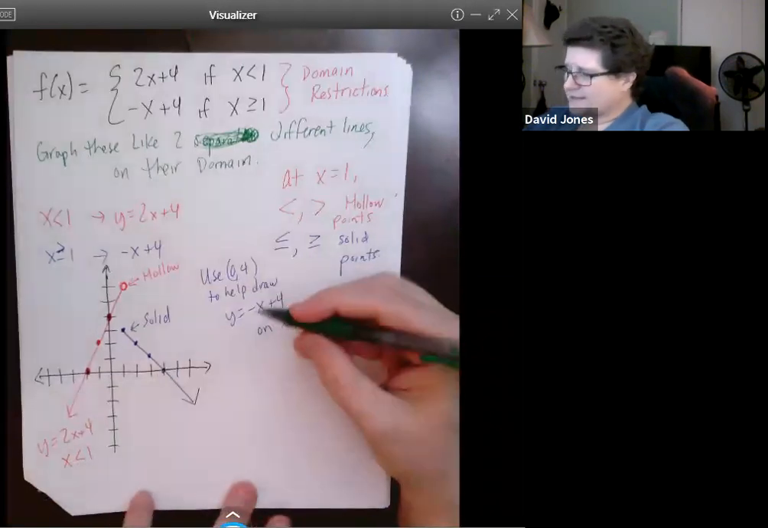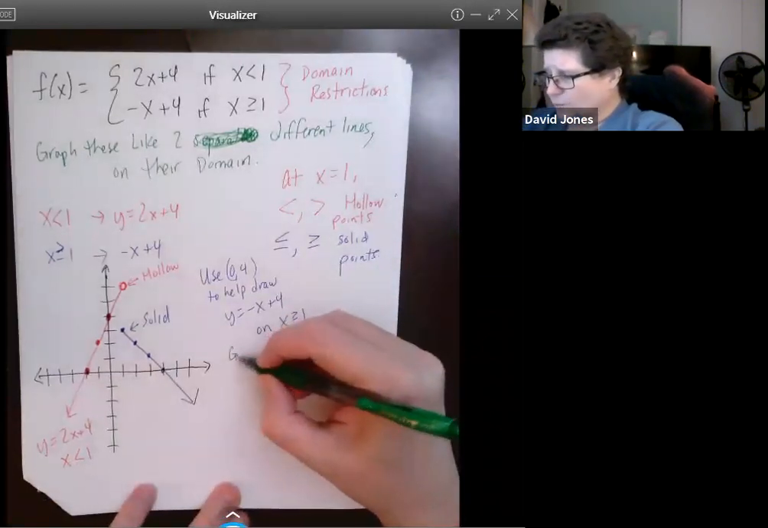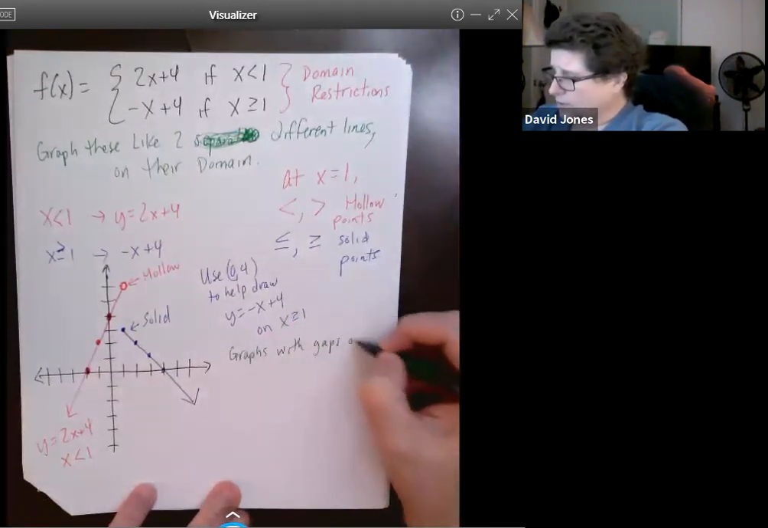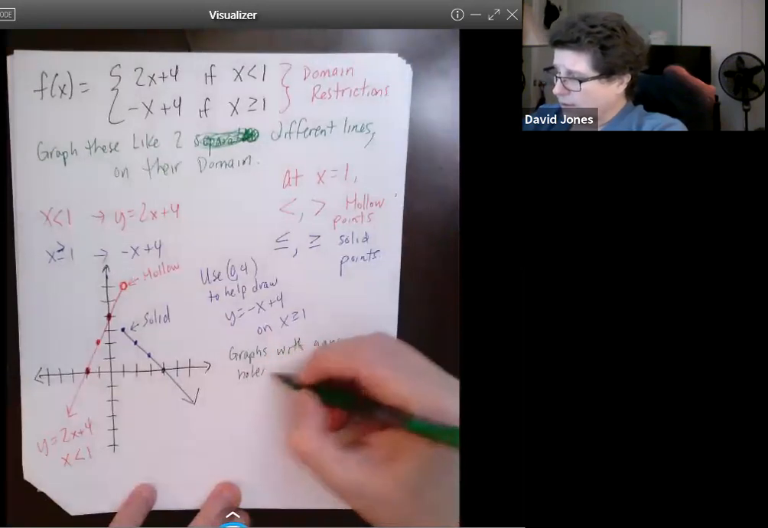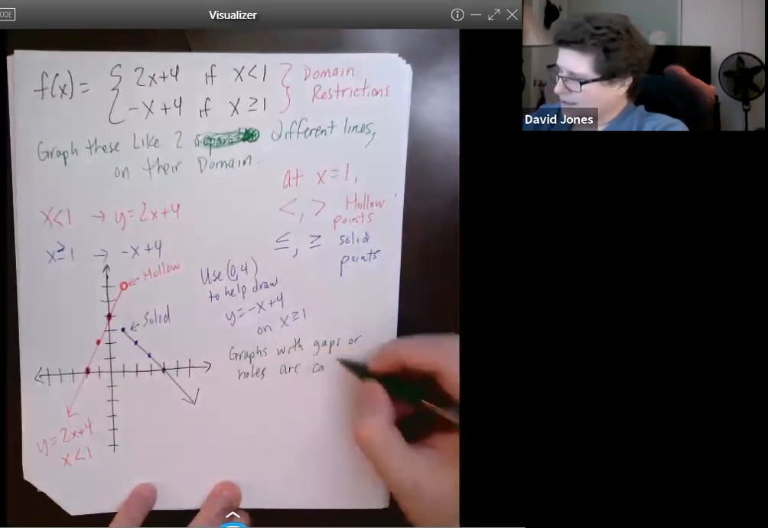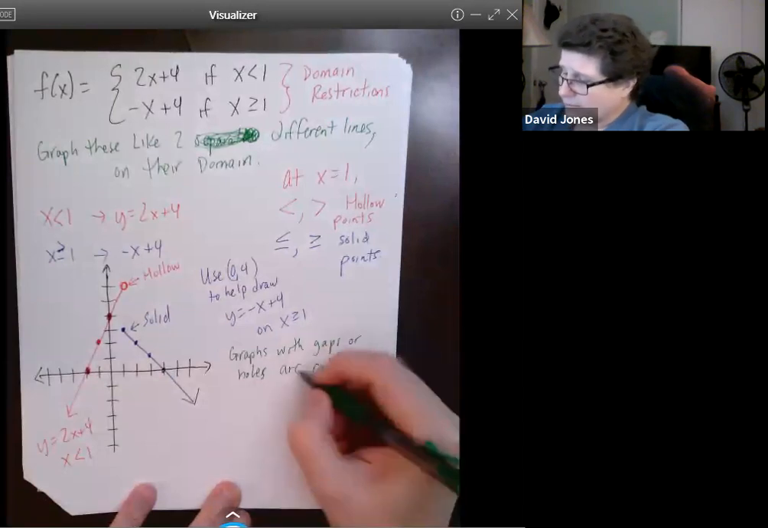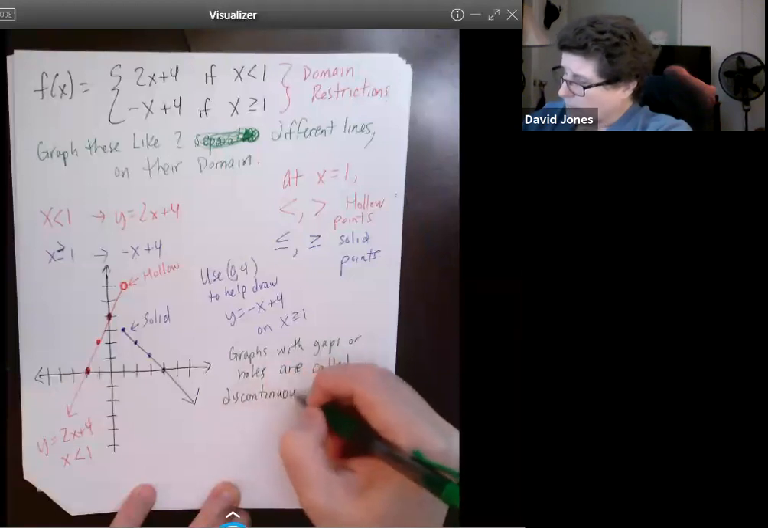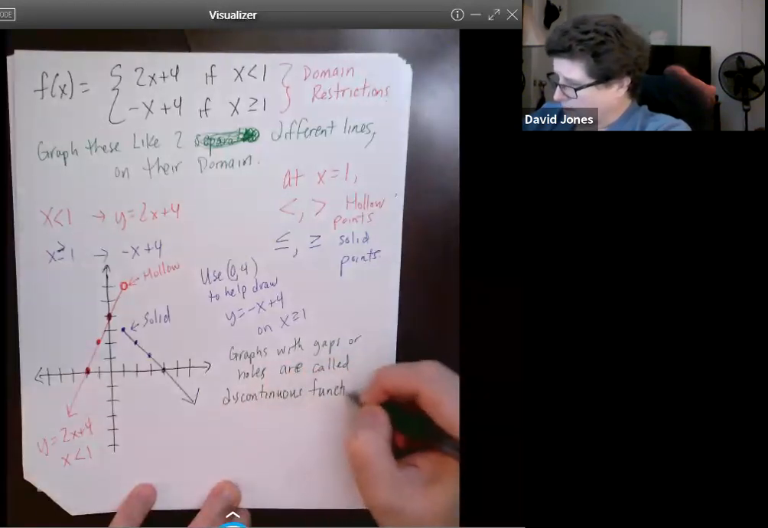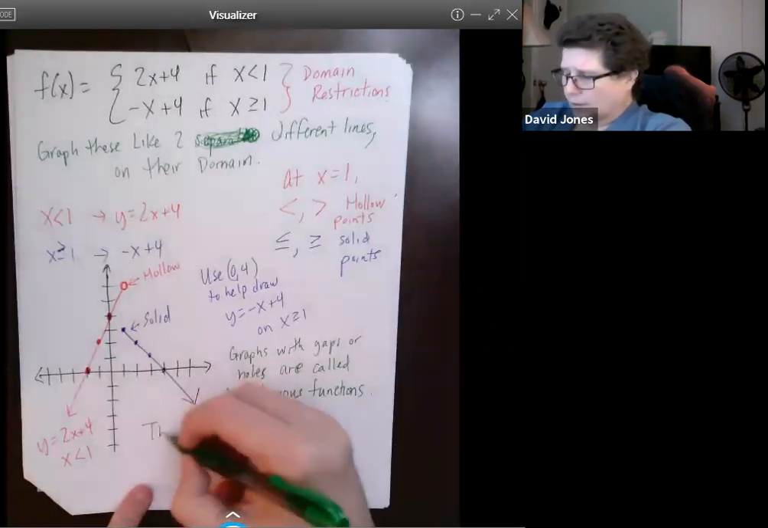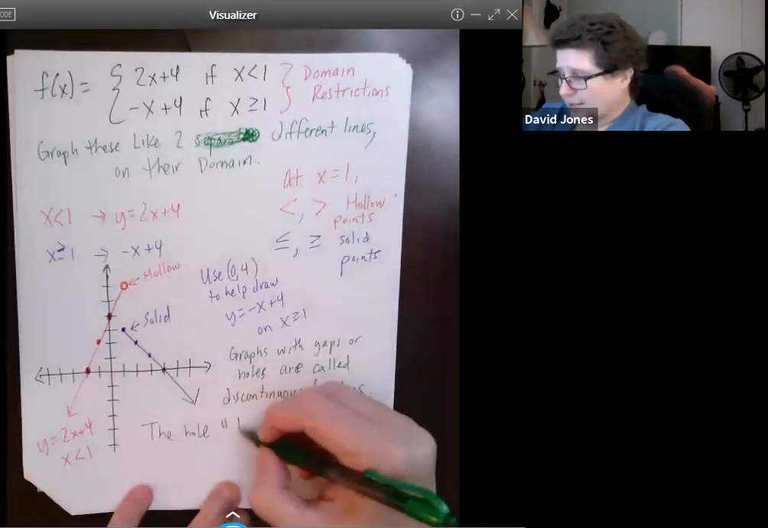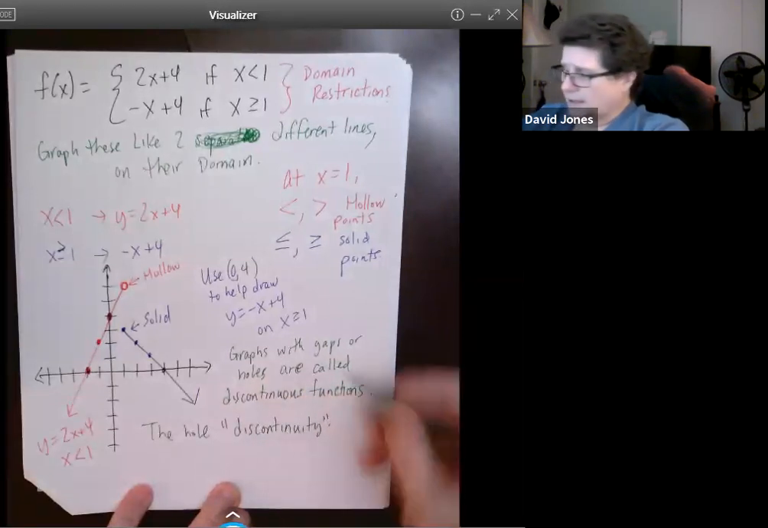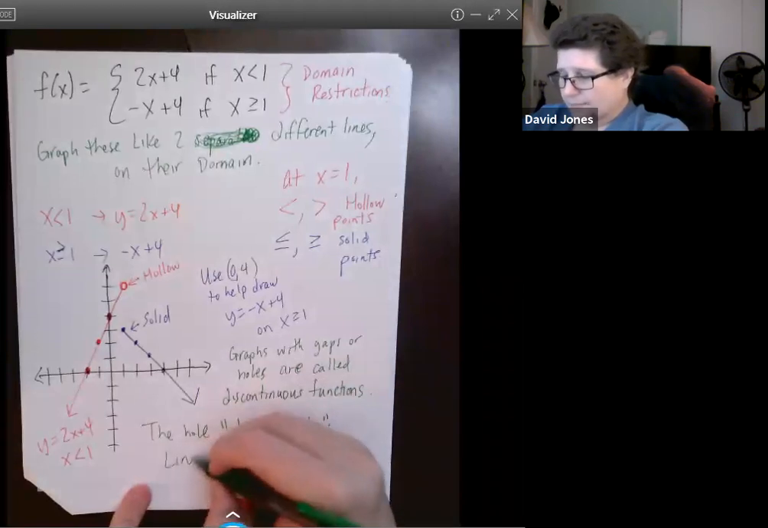When we have stuff like this, graphs with gaps or holes are called discontinuous functions. And the hole is called a discontinuity. And they don't meet here. The lines don't meet.